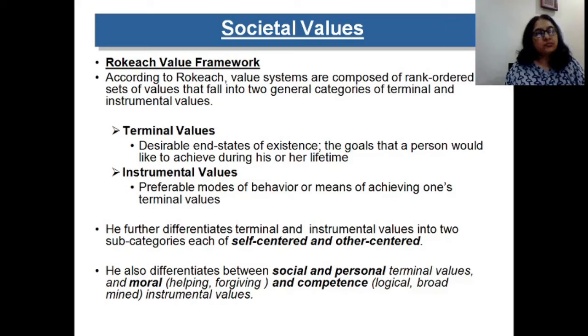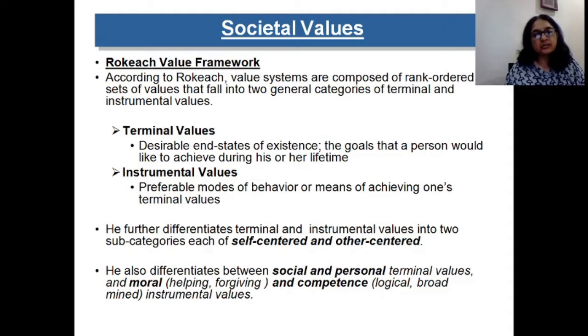Then values can be societal values, they can be organizational values or individual values. Now, as I said, values, they don't act singly. There are different values that interact with each other, and that helps to make up the value system. And many psychologists have proposed such value frameworks, and one of them is Rokeach's value framework. So, according to Rokeach, the values, he divided them into two general categories of terminal values and instrumental values.